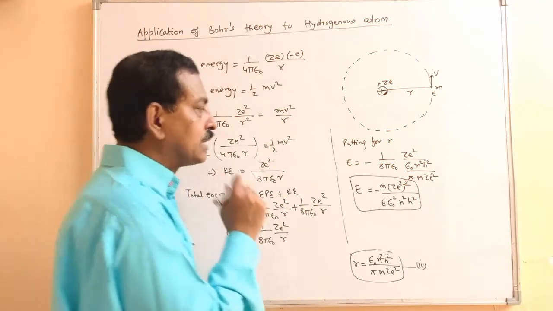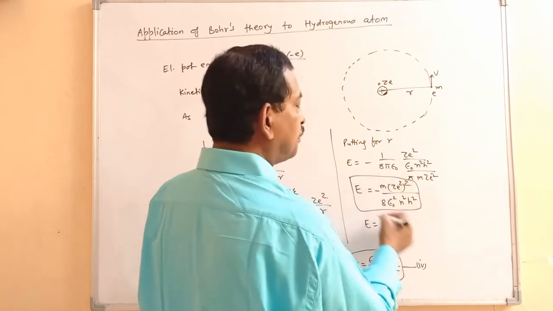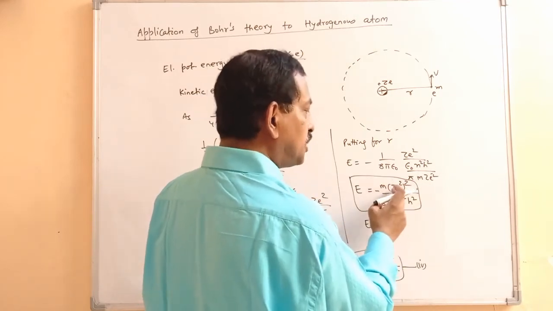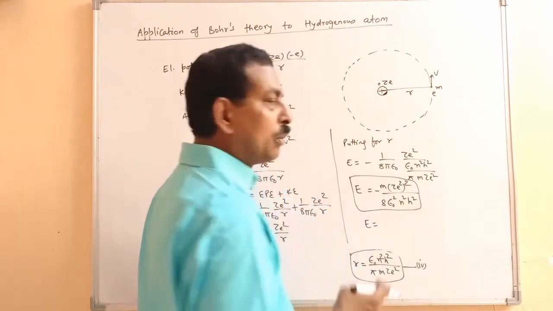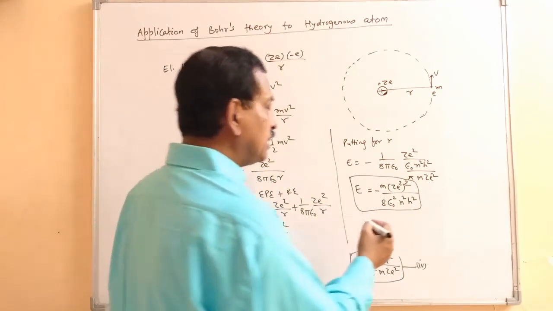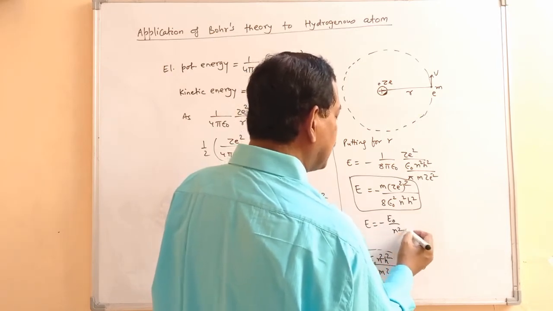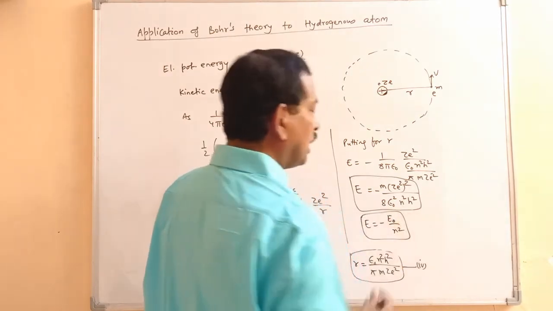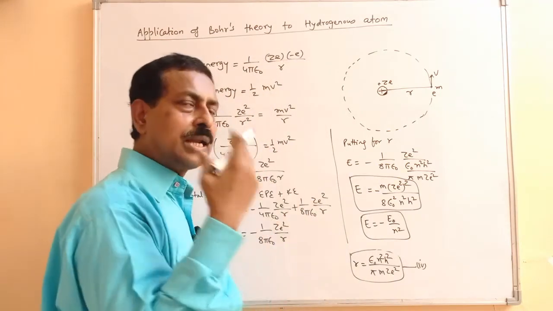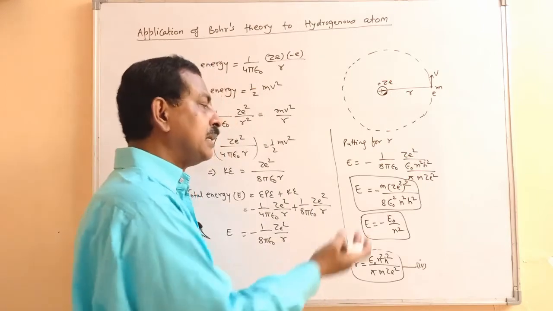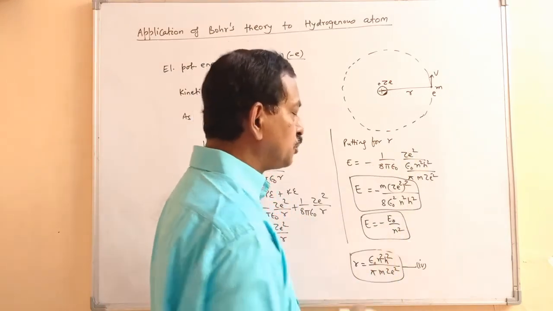Now you can see here that for a particular atom, the terms m, Z, e, epsilon naught, h all will be constant. So this E is minus E naught by n square. Suppose Z is 1, like for a hydrogen atom, in that case Z will be 1. So there you can substitute for that.